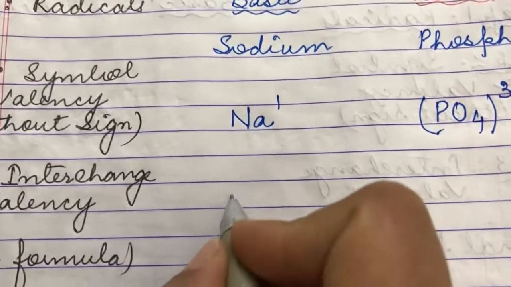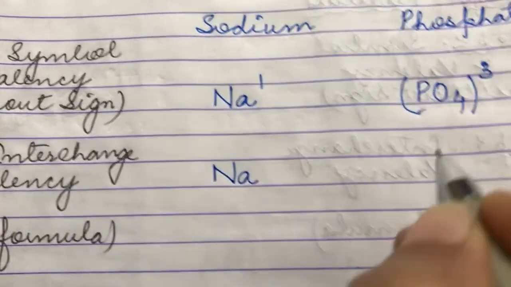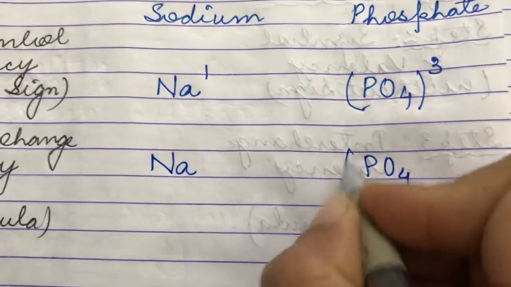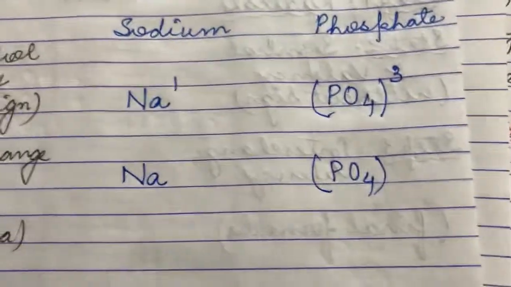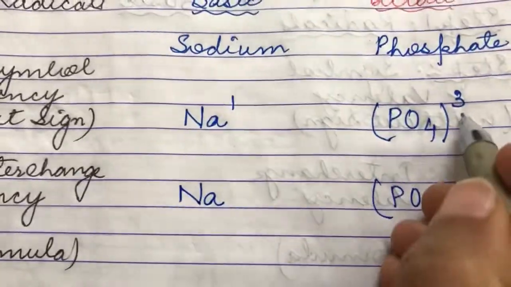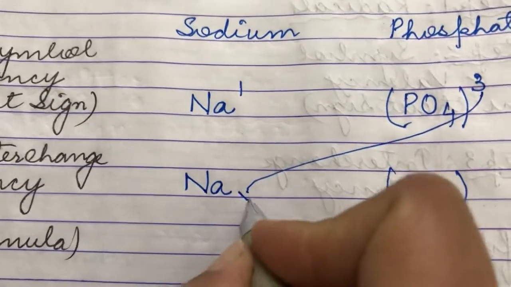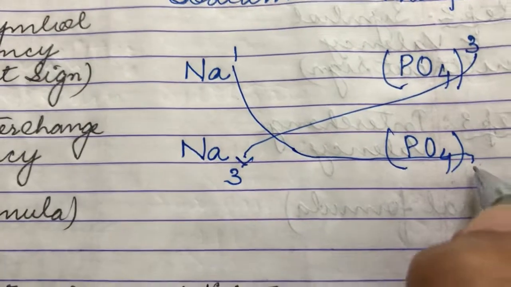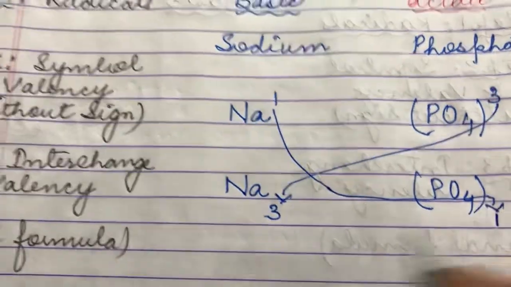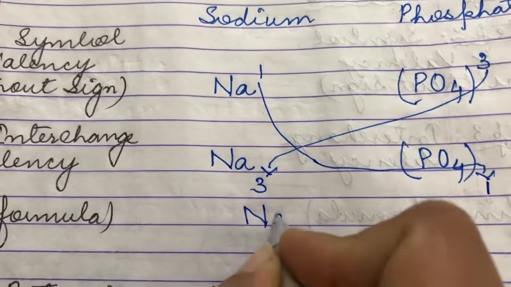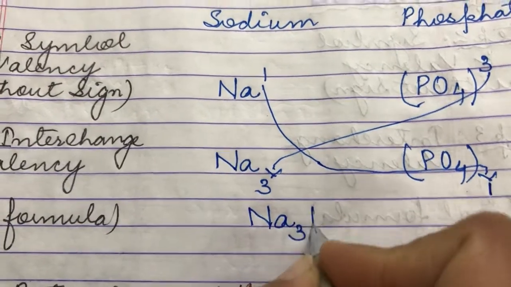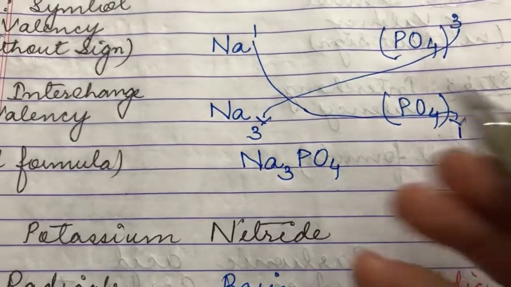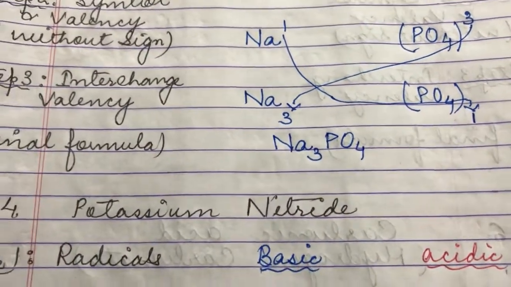Now on interchange, we write Na as it is. We write PO4 as it is. Put again this whole in a bracket. This 3 comes down here in the subscript of Na, and this 1 comes down here in the subscript of PO4. So the final formula becomes Na3PO4. So this is how we get the formula for sodium phosphate.